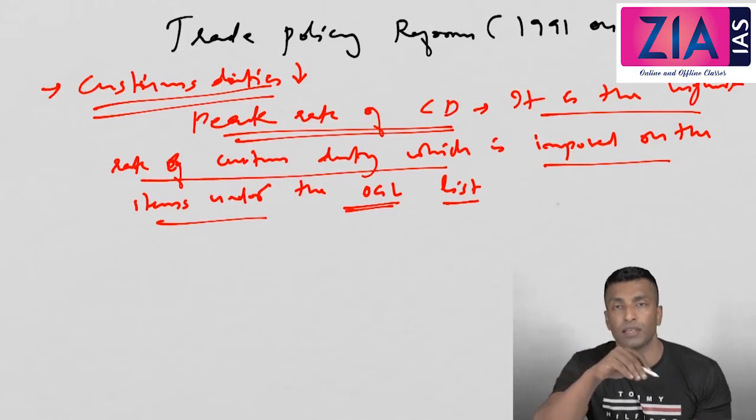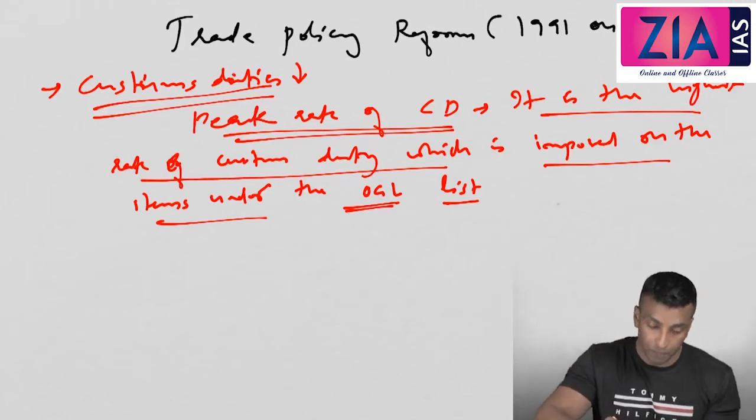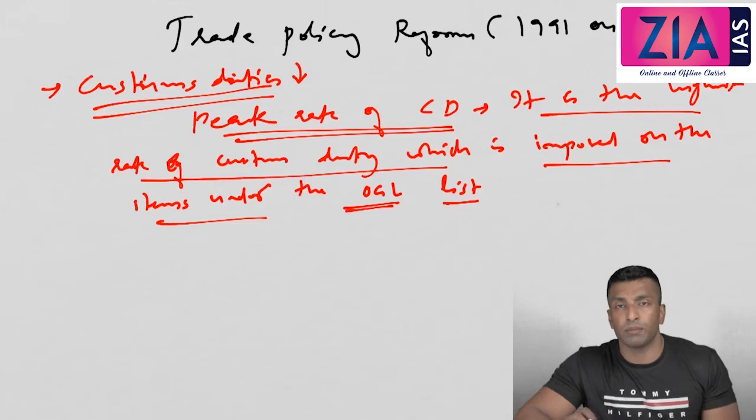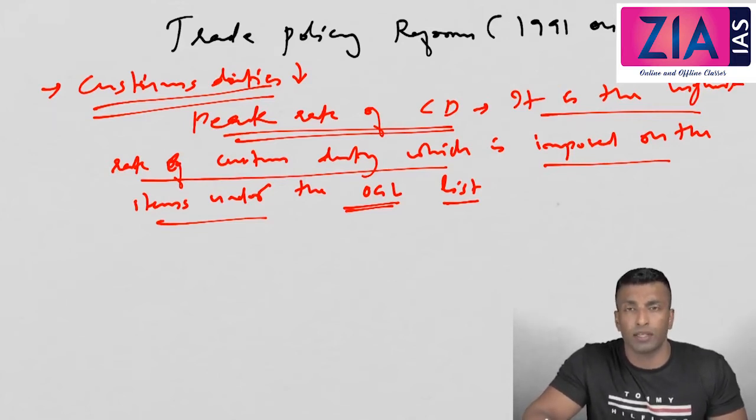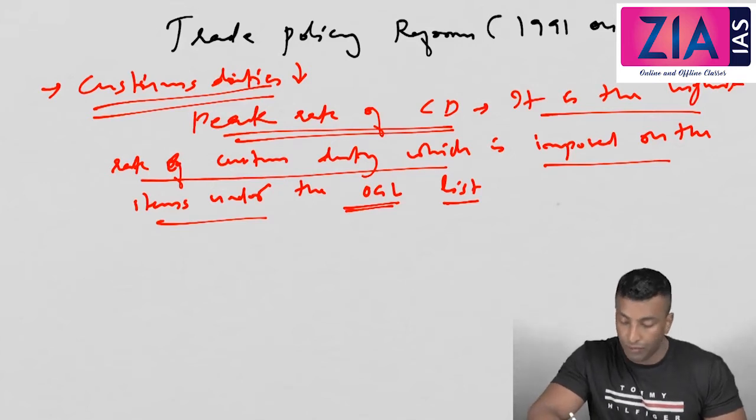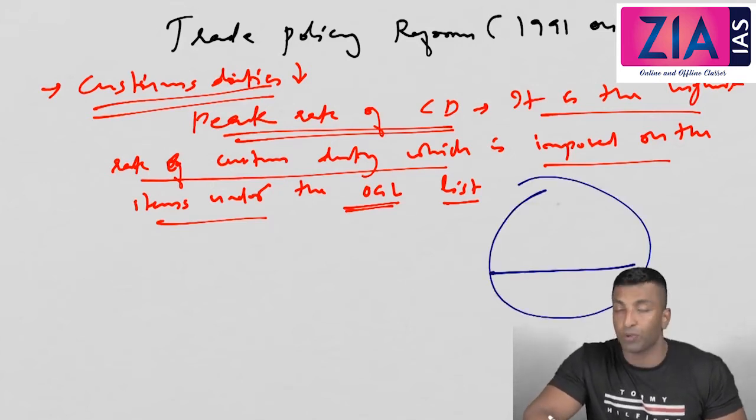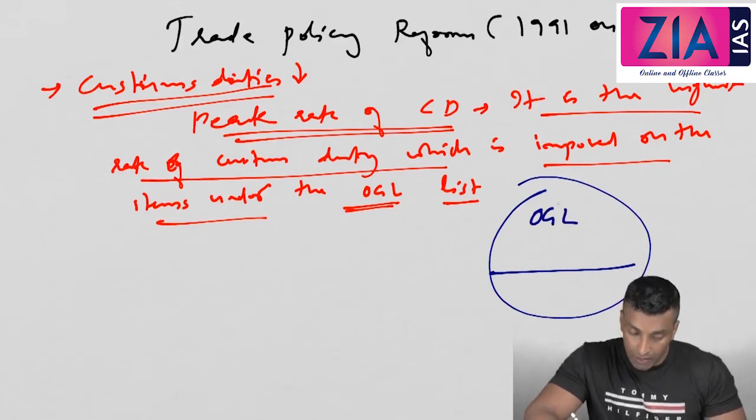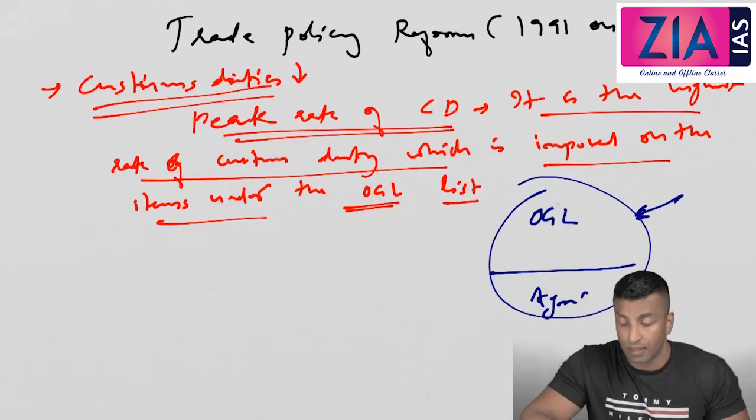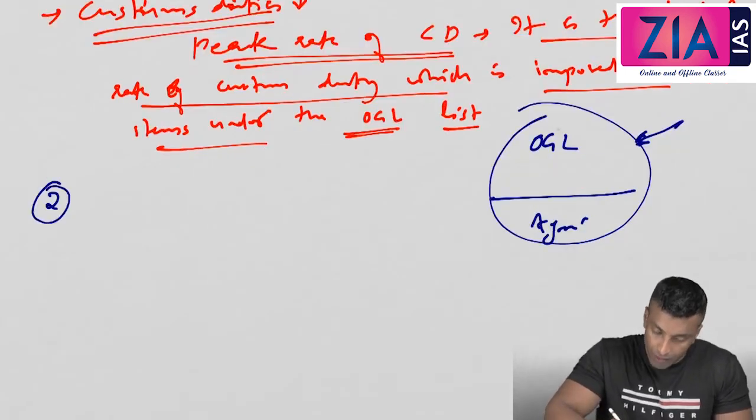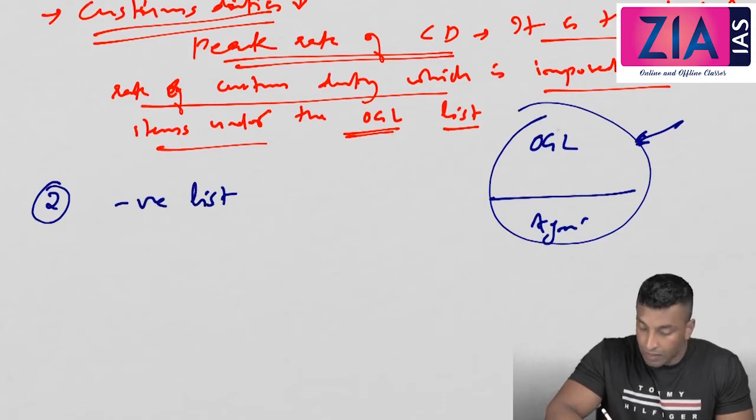Actually the items under the OGL list are also reduced. If you take all the items and remove agriculture from that, most of them have less than 10% customs duty now. If you classify like this, the total imports or exports will have an OGL list, Open General License category, then there will be agriculture items. Here also there may be some negative list that is reduced, and the customs duty is also reduced drastically.